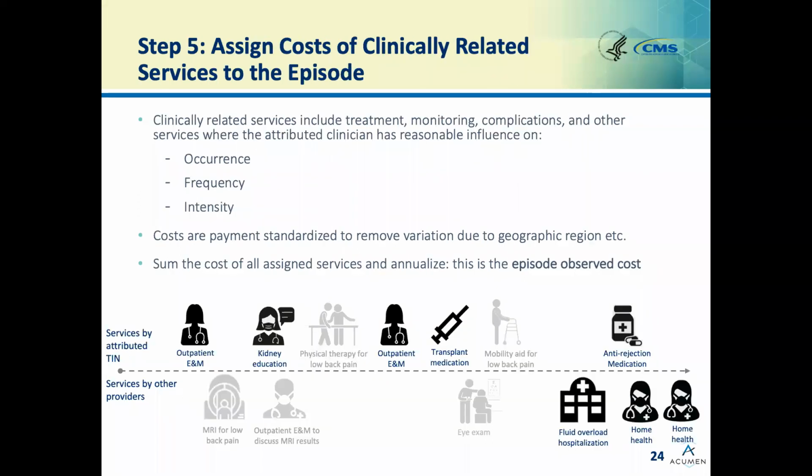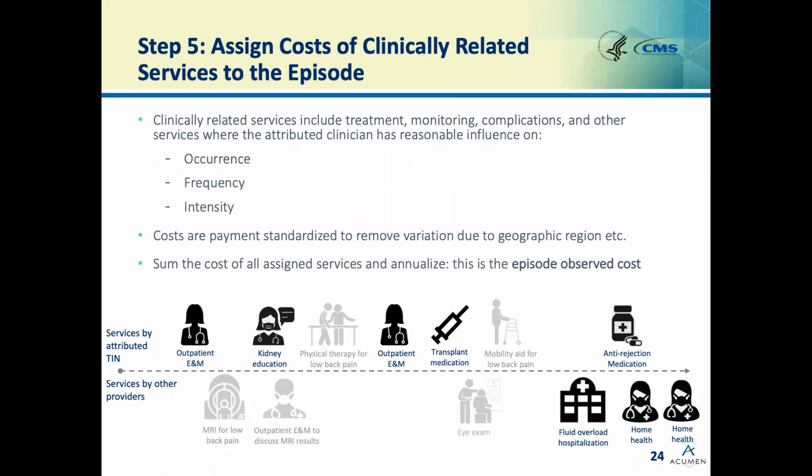So now that we've defined the patient cohort, identified the responsible attributed clinicians, and the period of time when care is being assessed, we can look at the specific services that are included in the measure. Only the services that are clinically related to the care are included. That means we gather a lot of expert and patient and family caregiver input to help identify which services are those for which the clinician can reasonably influence the occurrence, intensity, or frequency of them.